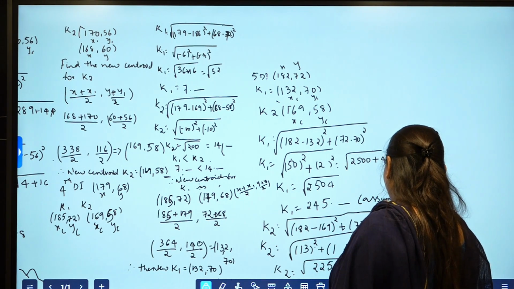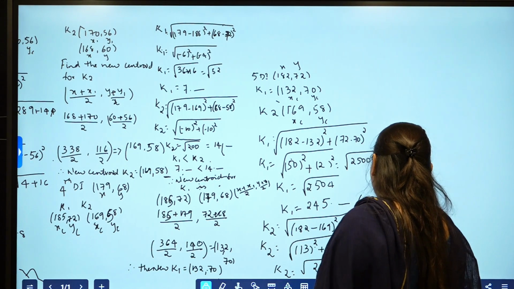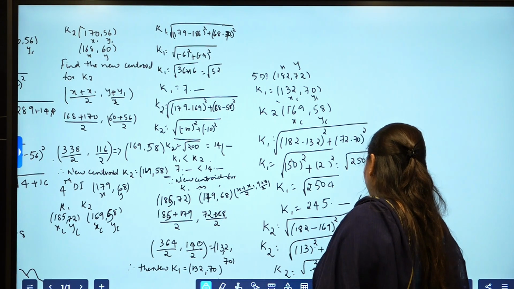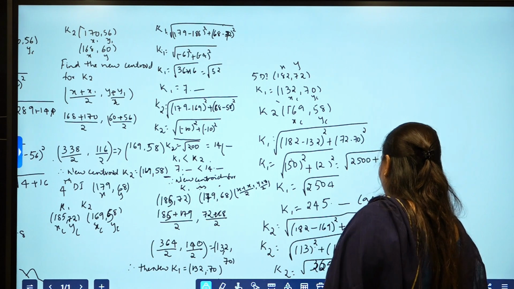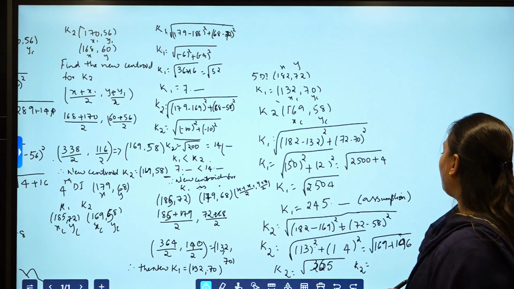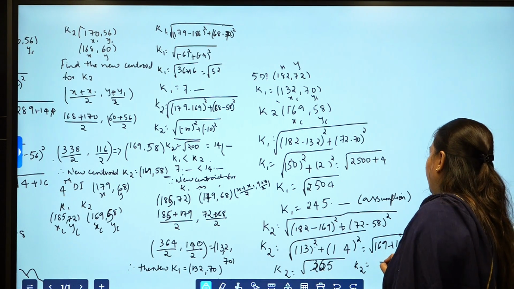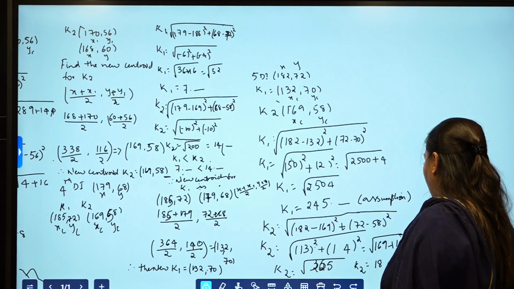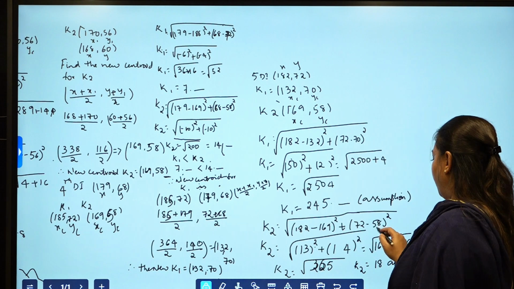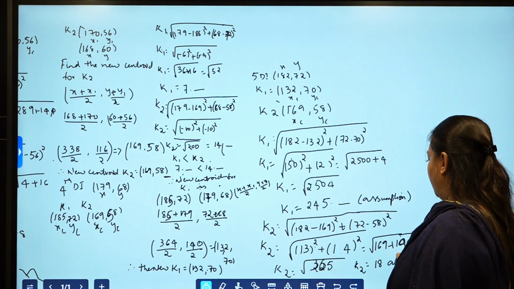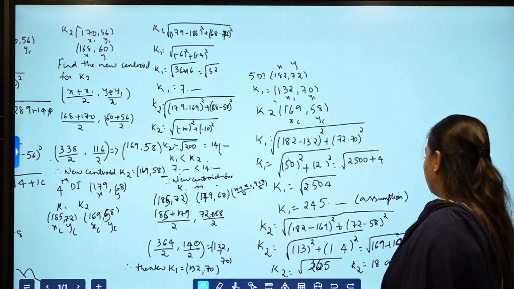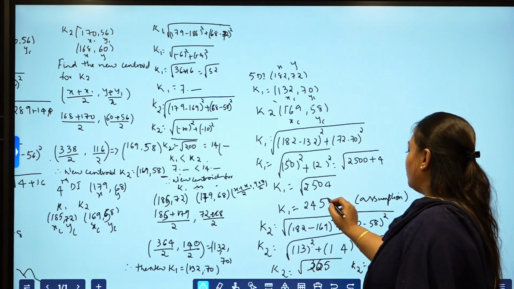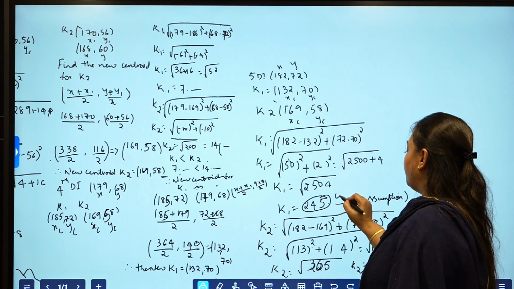Is it 225? No, it's more than 225. This is 365. So K2 is equal to root of 365, which is probably 17; 17 17s are 289. I can take it as 18 approximately. This is 14, right? Yes, I have taken approximately this value. This is my approximate value. These are not correct values, so please check it. This also you might get a lesser value, not a greater value.